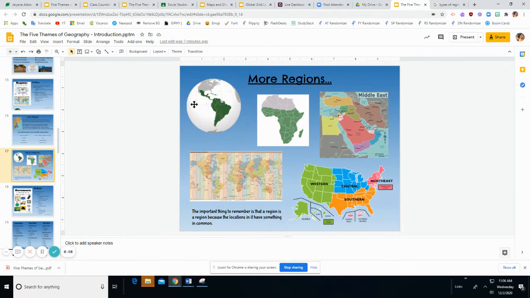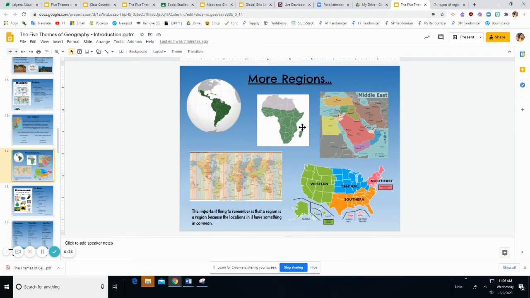All right, here's some more regions. This region, the first picture, is Latin America. The reason Latin America is a region is that they have a similar language and culture, a similar food, a similar history. So a lot of these are Spanish or Portuguese historically, those countries. So they have a similar culture, a similar language, a similar history. So we put them together and call them Latin America.